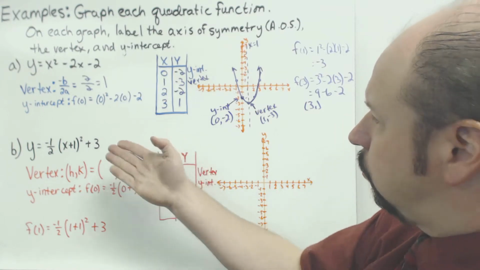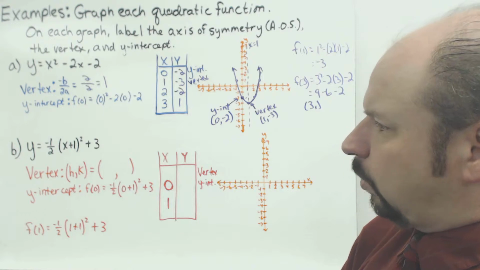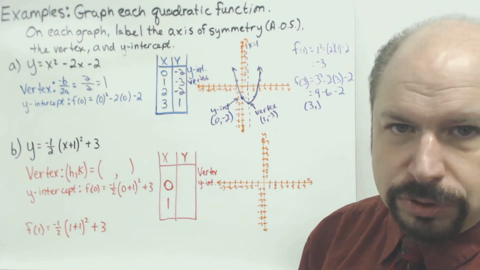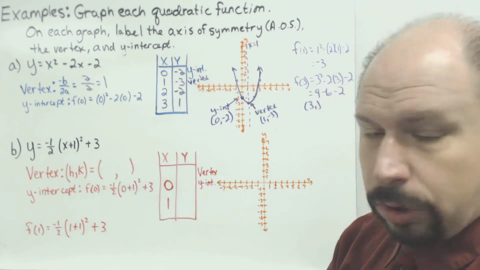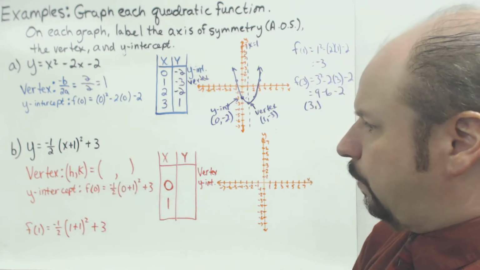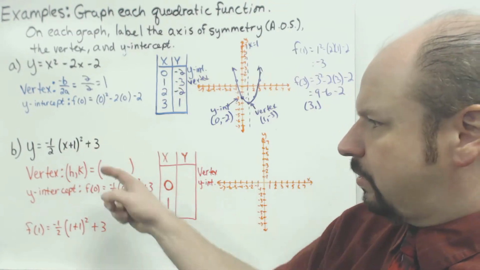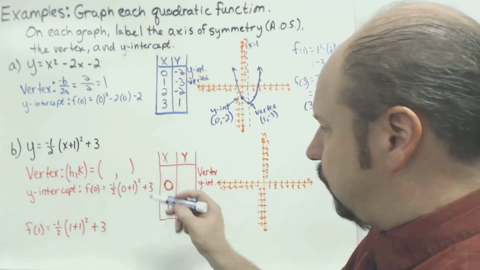Okay, next one. y equals negative 1/2 times the quantity x plus 1 squared plus 3. So remember, the vertex, since this is in vertex form, is at (h, k). And remember, we need x minus h plus k. So our plus k is 3.